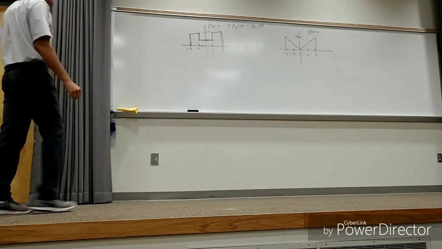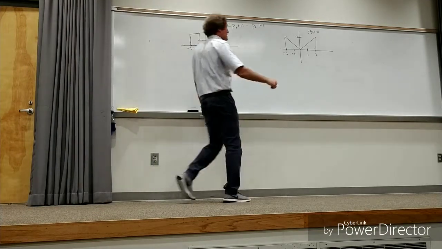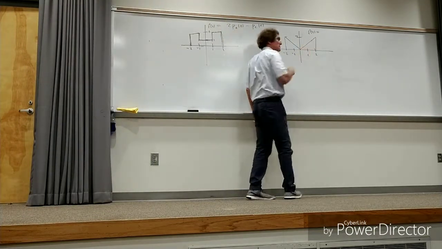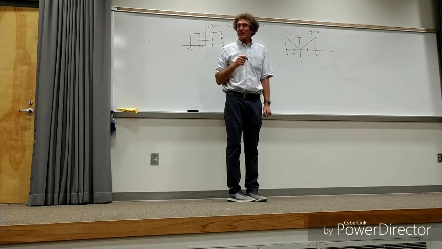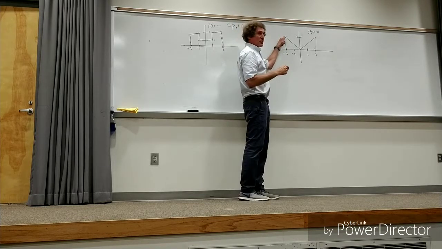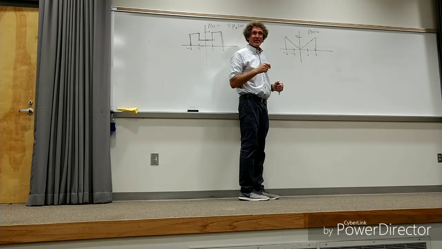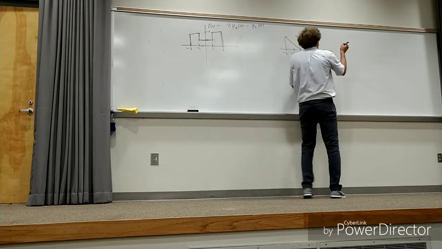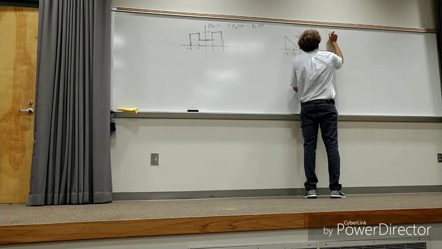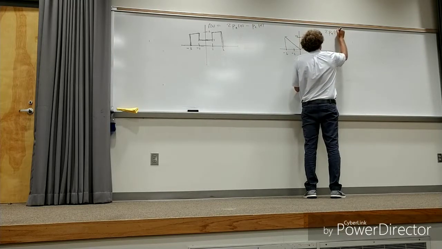Well, those are the two we're going to use. Think about what encompasses this. Anyone? What's the height? 2, right? What's the width? 4, right? So how about we start with simply 2 times a pulse of width 4 of t.